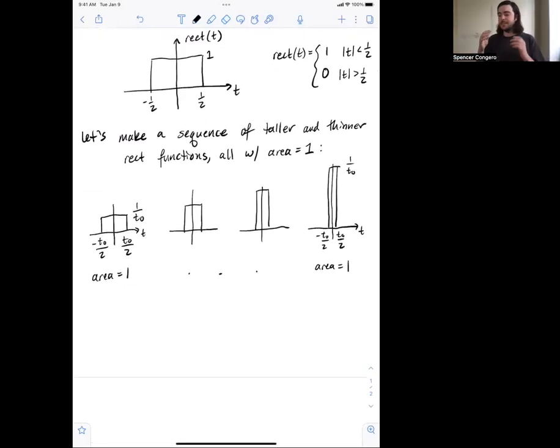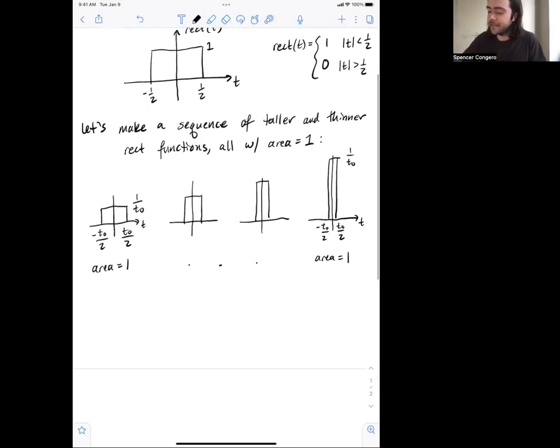And you can see that this sequence of rect functions is getting thinner and taller. And the formula for any of them, well, what's the height? The height is always 1 over t naught. And then I'm just going to scale it by t naught in the time argument.